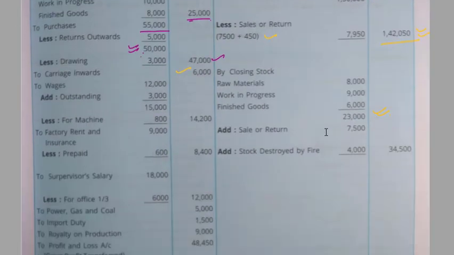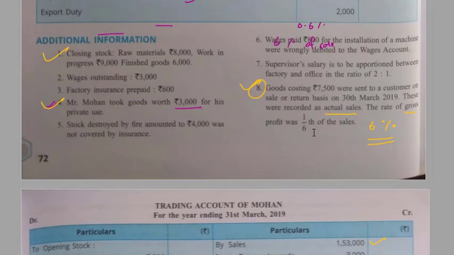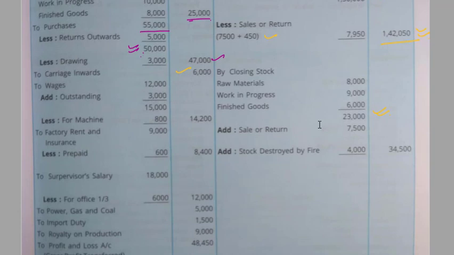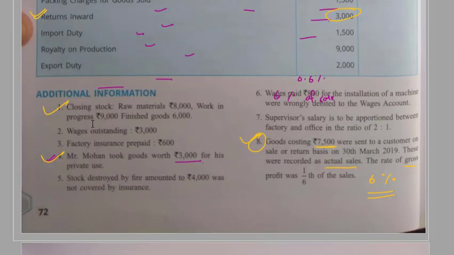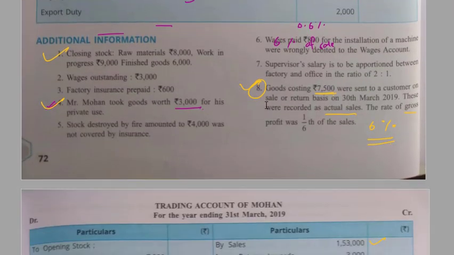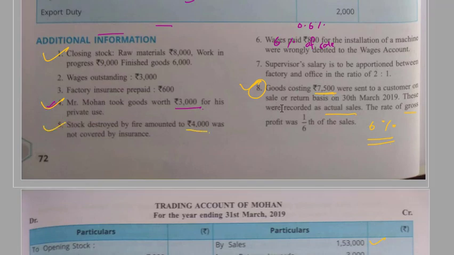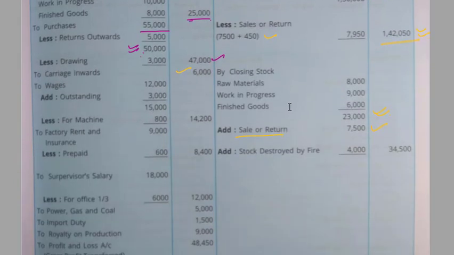Now sales or return, here 7,500. This profit I will not consider when I give goods on sales or return basis. So this 7,500 I will include as goods on sales or return. And when I discussed this additional item, I said that when some stock is destroyed by fire and insurance does not cover it, then that will also be included on this side. So this 4,000 I will add as stock destroyed by fire, and thus this total is 34,500.